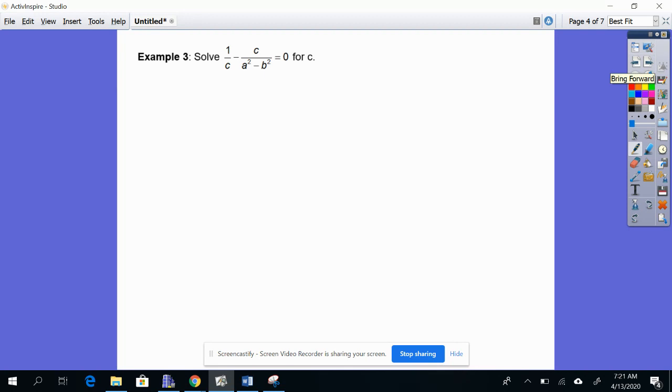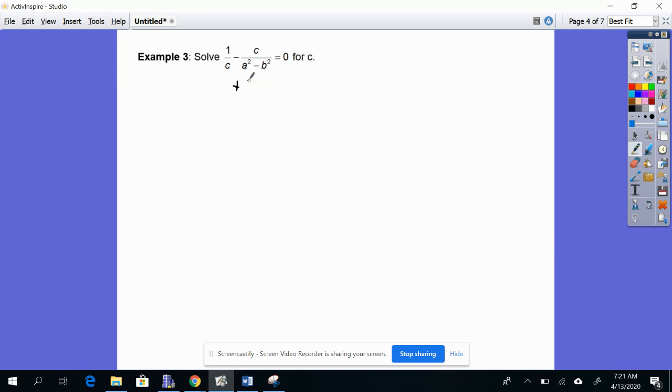This one's a little trickier. You're going to see this one occasionally in MyMathLab. Anytime you have fractions like this or rational expressions like this, and you have a c and you have a c, the best thing to do is to try to get those fractions on opposite sides of the equal sign. A little tricky, but not too bad. Let me show you. I want to move this fraction over to the other side. What's happening between these two fractions is subtraction. The opposite of subtraction is addition.